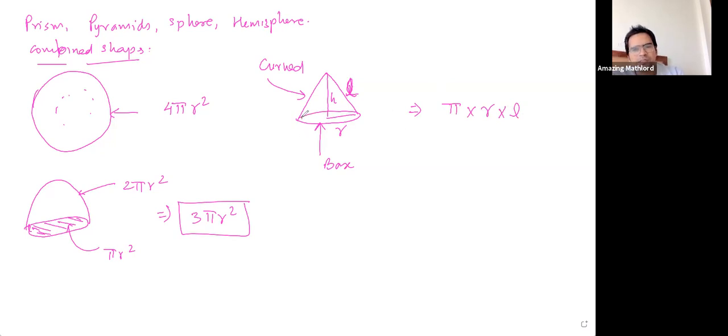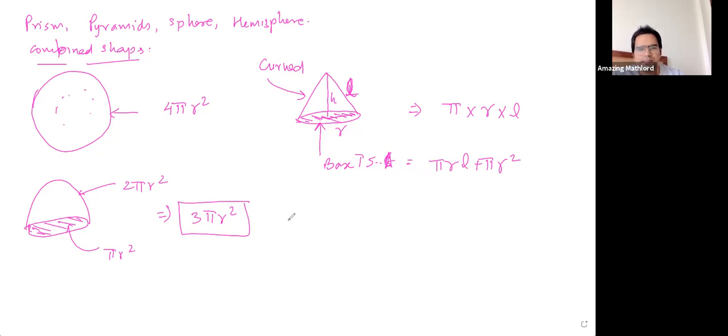And of course, if I want to find out the total surface area, it will be inclusive of the base as well. So pi rl plus pi r squared will be the surface area for the entire cone. So the total surface area for the cone is pi rl plus pi r squared. So just giving an example of each of them.